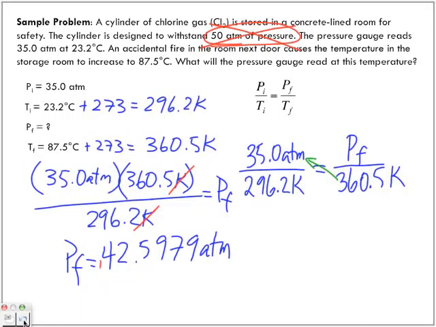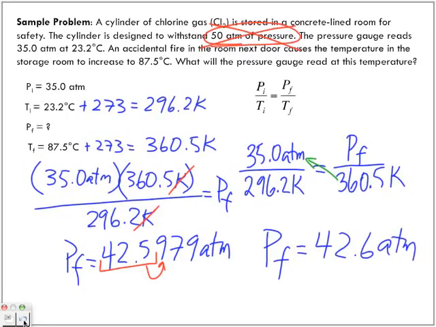What are the least number of significant digits in my question? 3. So we want the 42.5. We look at the number immediately following, and our final pressure is 42.6 what? Atmospheres. Pretty good. So, should we worry about that temperature? It looked like it was a big temperature change, but it remained within the range below 50 atmospheres.